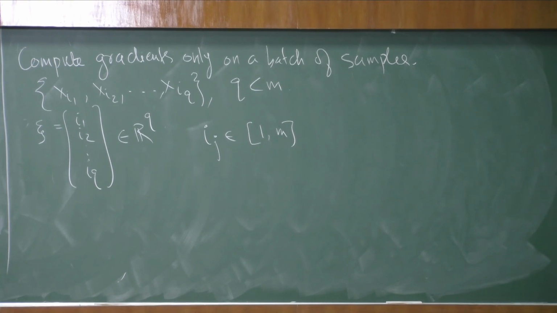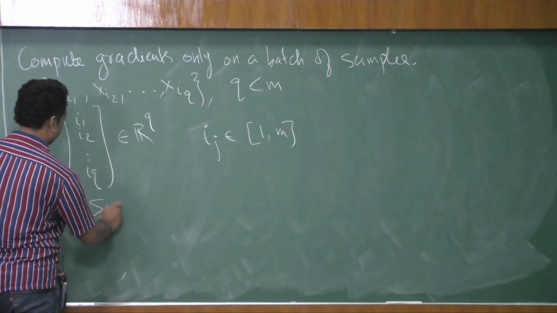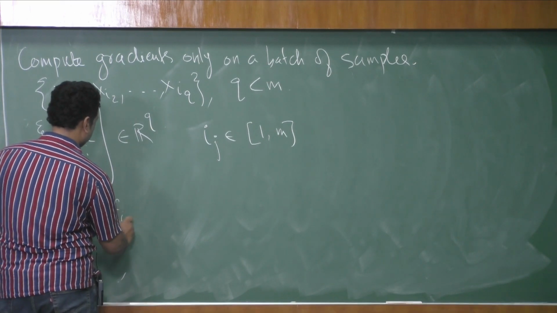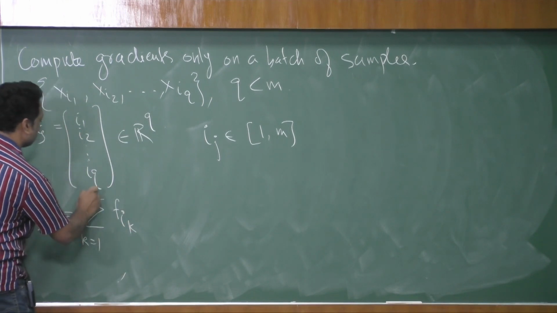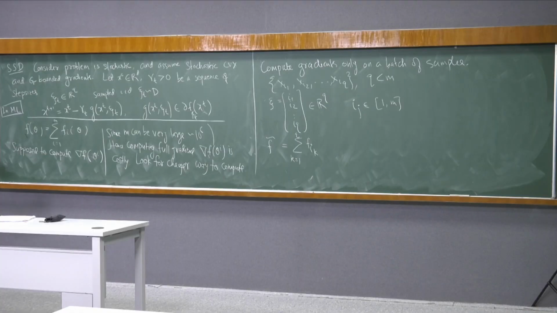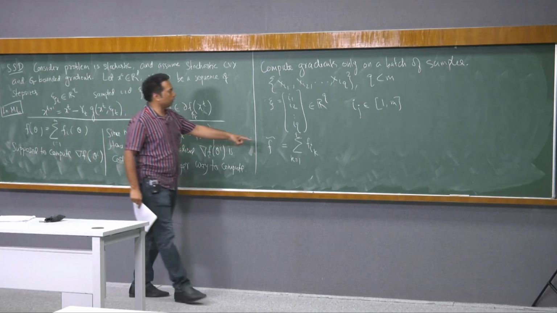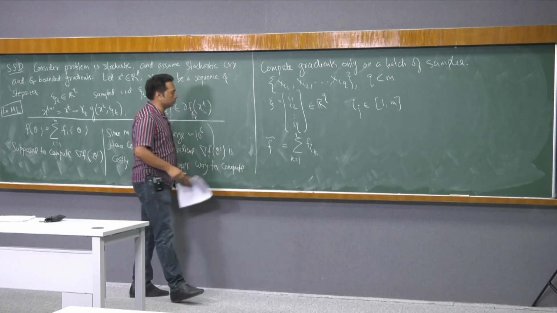Since xi will be picked randomly, our function, let us say I use tilde as an approximation of the function, is only on the batch. So this will be the sum of f_ik, with k equal to 1 to q. So I have approximated my function f as a sum of fi's, but only on these small samples. But the fact that I choose this ik randomly, which indices I pick, makes it a stochastic function.